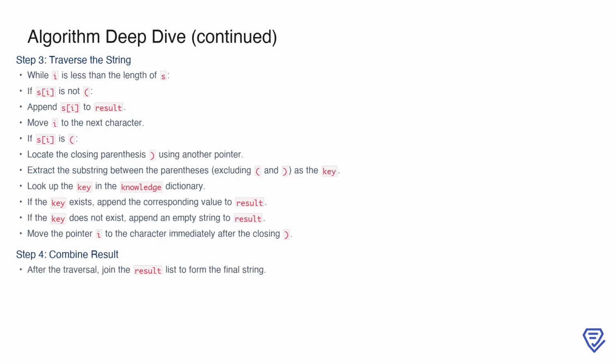To process the string, we iterate character by character using the pointer i. If the current character is not an opening parenthesis, we simply append it to the result list and move the pointer to the next character. However, if we encounter an opening parenthesis, this signals the start of a placeholder. At this point, we use another pointer to locate the closing parenthesis that marks the end of the placeholder.